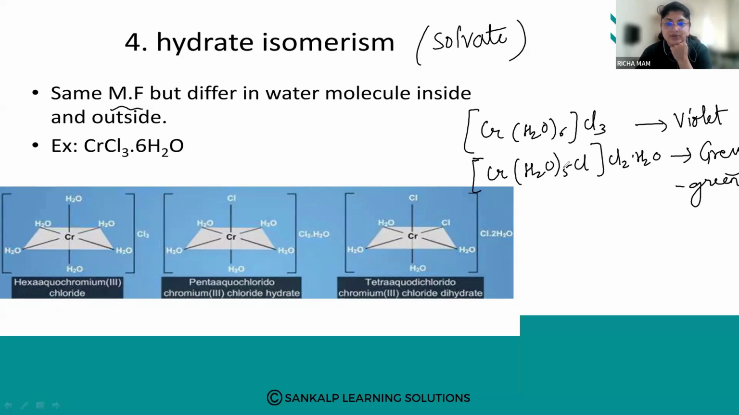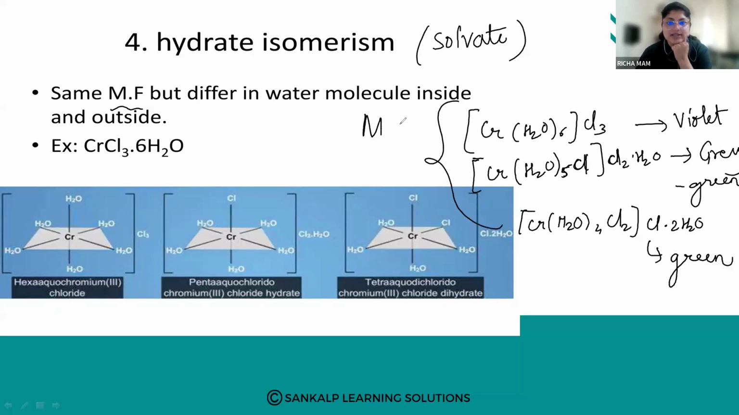Here, one of the water molecules is replaced by Cl, and that water molecule is outside the sphere. There were three Cls, and one of the Cl has come inside the sphere. Last one, chromium H2O 4 Cl2, Cl dot 2H2O. This is green in color. In these three, the molecular formula is the same, but the number of water molecules associated inside and outside the sphere is different. So this is about hydrate isomerism or solvate isomerism.